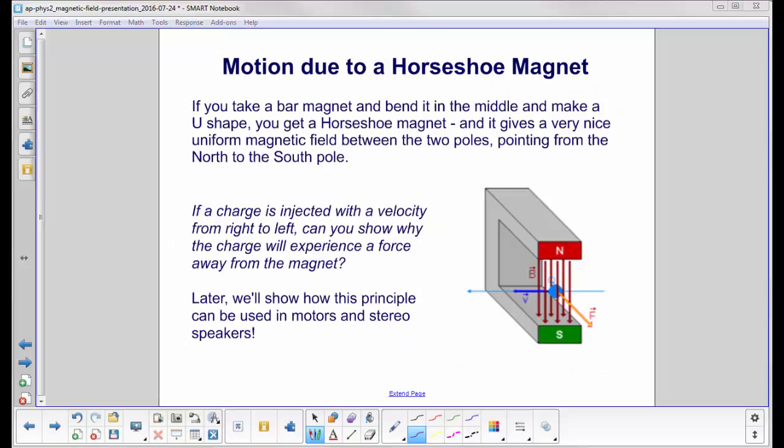If you take a bar magnet and bend it in the middle and make a U shape, like we have here, you get a horseshoe magnet. And it gives a very nice uniform magnetic field between the poles, pointing from north to south. If we inject a positive charge with the velocity from right to left, can you show why the charge will experience a force away from the magnet? Well, let's see. You put your 4 fingers in this direction. The magnetic field is down, so when you orient your hand that way and then you pop your thumb out, it will be pointing out of the page. So the charge will be moving straight through, then it'll come out of the page. Just showing this because later we'll show how this principle can be used in motors and stereo speakers.